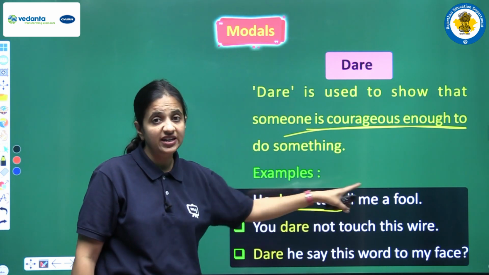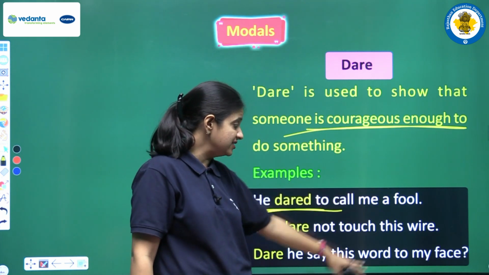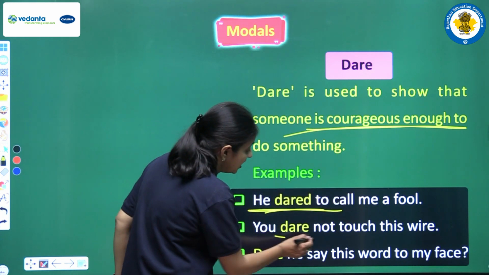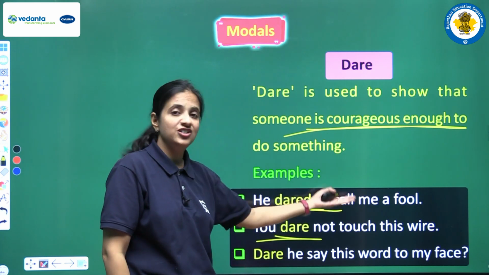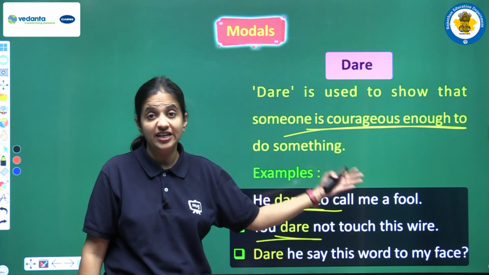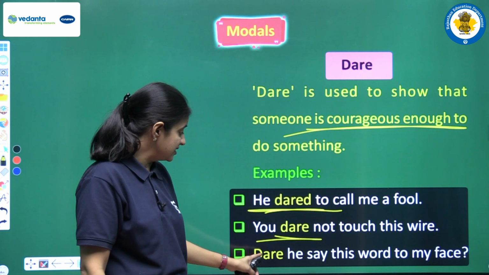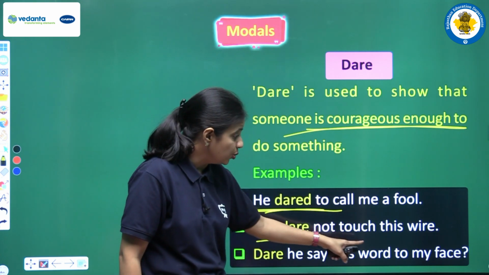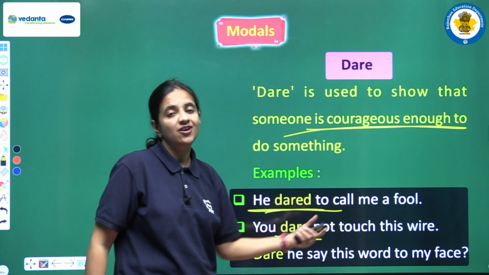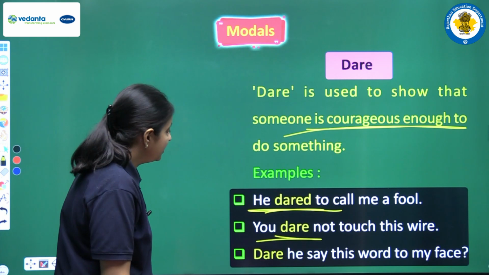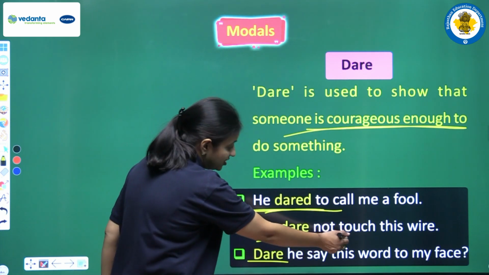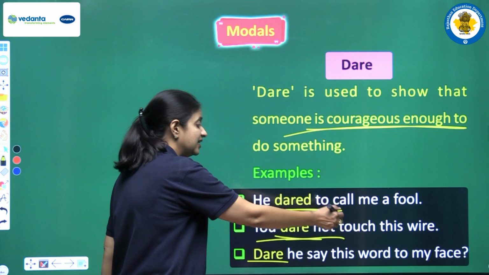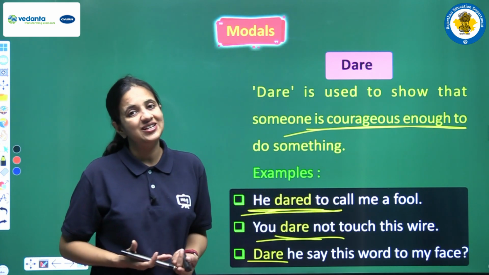So this is something very dangerous. There are some dangerous wires there. So we are saying you dare not, don't be courageous enough to touch this wire, because this is very dangerous. Again, we have an example: Dare he say this word to my face. So here one thing is very obvious, that dare is used in interrogative sentences also, in negative sentences also, and yes, in positive sentences also.